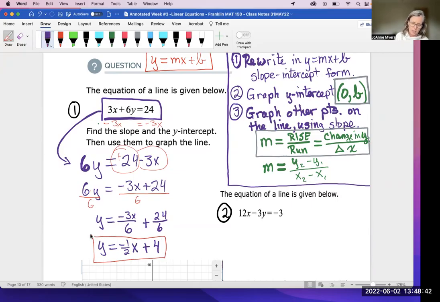I should put this in a purple box. My apologies. All right. These two equations are the same thing. Now I graph them.